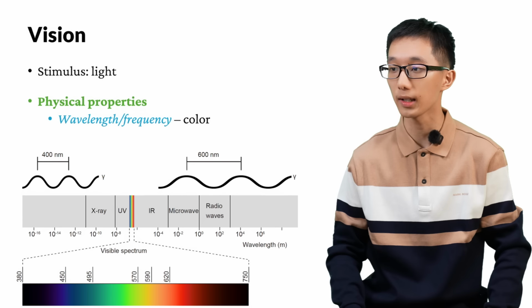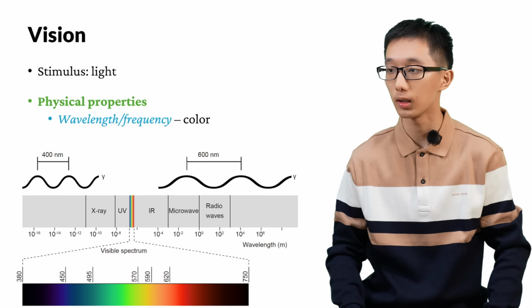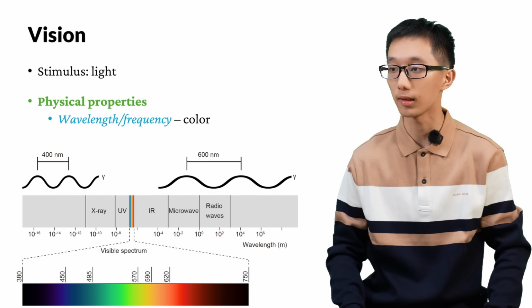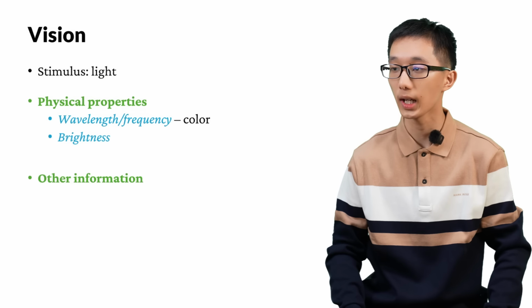At the end of the highest frequency, we have purple or blue. At the end of the lowest frequency, we have red. This is a spectrum of all the colors that we can see, shown at the bottom of the page. We would also like to know the brightness of the light, which is the energy or the amplitude of the light waves. And we have some other visual informations that are higher level.